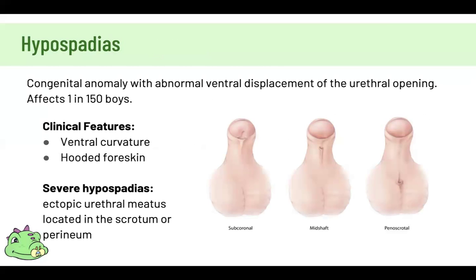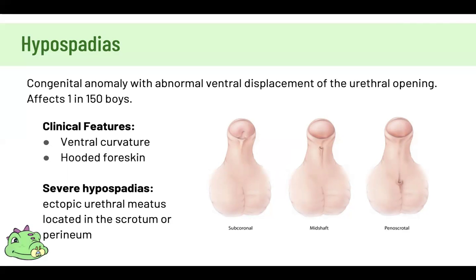Cool. So that's enuresis. Moving on to hypospadias. This is, again, quite a short topic. It's not too important. But essentially, a hypospadias is a congenital anomaly with abnormal ventral displacement of the urethral opening. So the urethra is located more ventrally than it should be. And depending on where it is, it can have different severity of symptoms. It is relatively common. It affects around 1 in 150 boys, so a bit less than 1%.